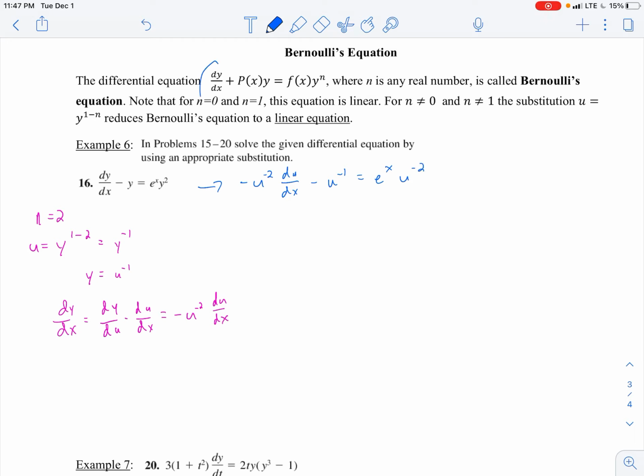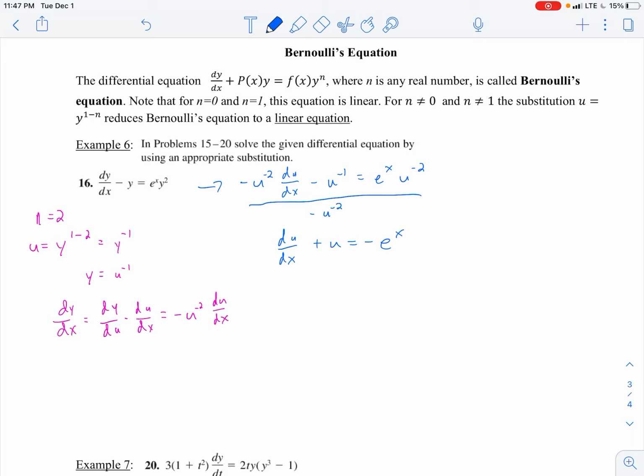Now, just like we want dy over dx by itself, we're trying to turn this into a linear equation, so we want du over dx by itself. So we're going to divide everything by negative u to the negative 2. All right, so let's go ahead and do that. So when we do this, that first part's going to be du over dx. Negative divided by negative is going to be a positive, and that's really multiplying by u. So it's going to be plus just u to the first power, because it's like multiplying by u squared. The u to the negative 2's are going to cancel each other out, and we're just left with negative e to the x on the right-hand side.